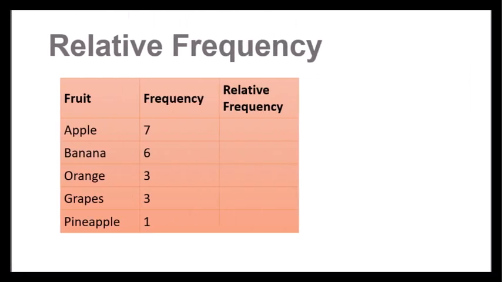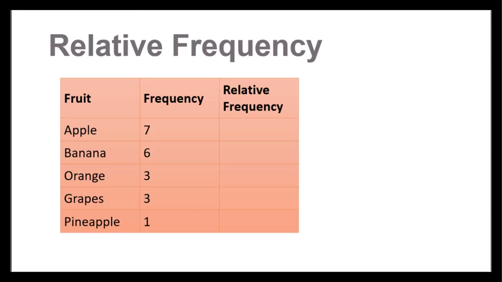Next, I want to look at relative frequency. So you can compute relative frequency for any type of frequency table, but here I have the fruit table. So I have the different favorite fruits: apple, banana, orange, grapes, and pineapple, and then the frequencies that we had found in the previous slide. So relative frequency just means what is this frequency relative to the whole? And we would compute this by taking each frequency value and dividing it by the total frequency.